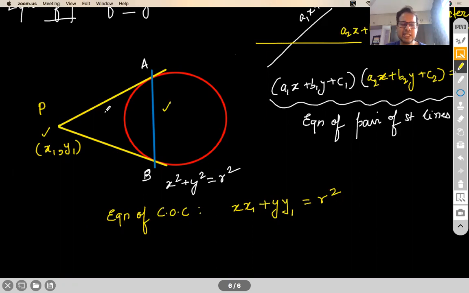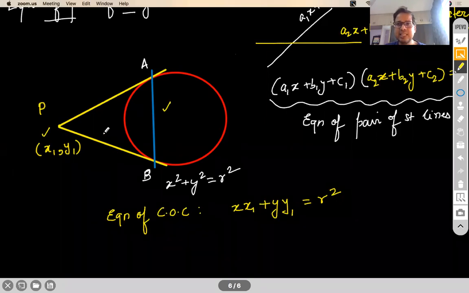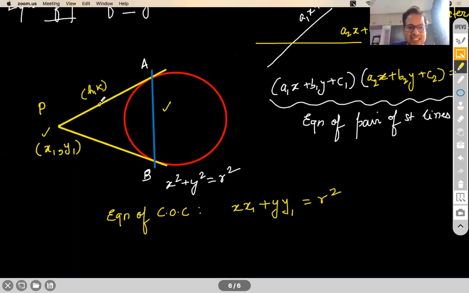Can I say the pair of tangents equation is basically the locus of such points h, k, let's say I call this point M and this point N, which satisfy the fact that, let me name it as Q for the time being, triangle QAM and PAN, they are similar? Are you convinced with that statement?